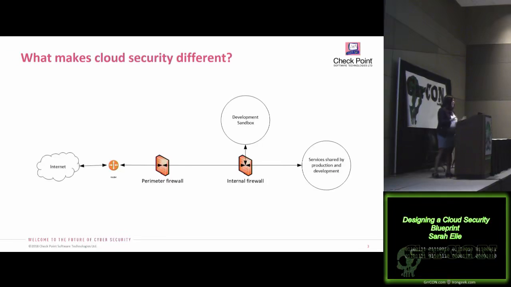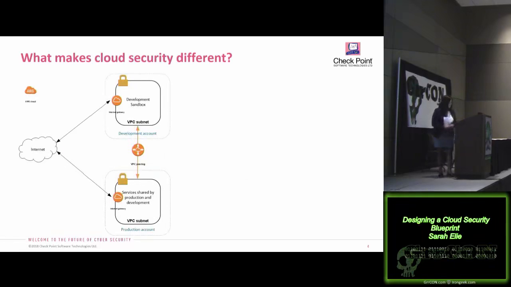So, a 20-second crash course in AWS. VPC is virtual private cloud, and it's basically like a bucket to separate networks and objects from other networks and objects. So with that out of the way, we can continue.